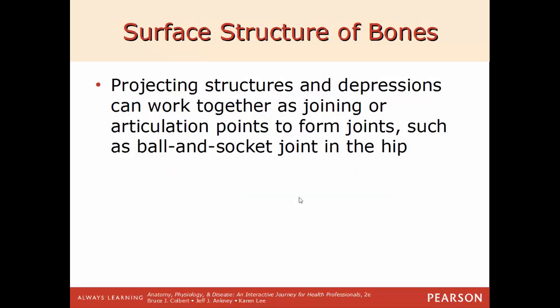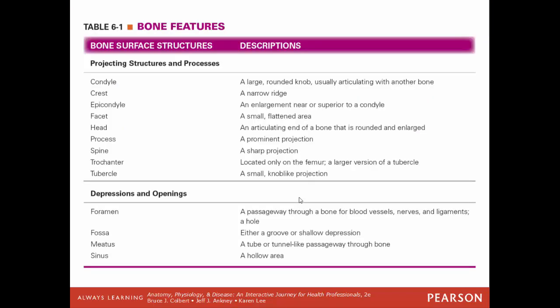Now, the projecting structures and depressions also work together to form an articulation, or a joint, such as the ball and socket joint within the hip. All right, here are some very common bone features. The first group: the projecting structures and processes.